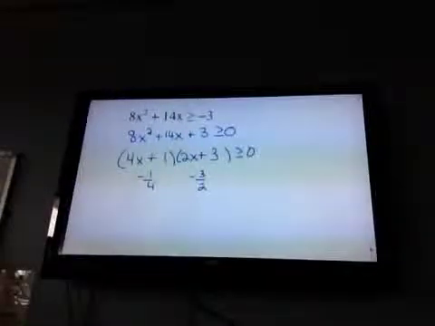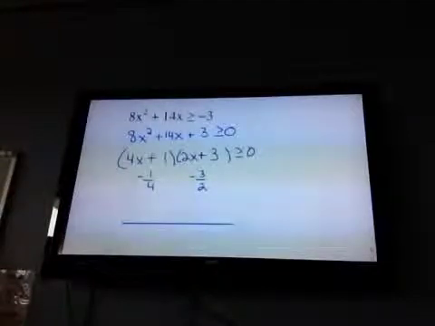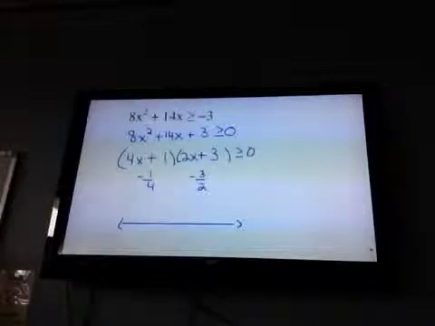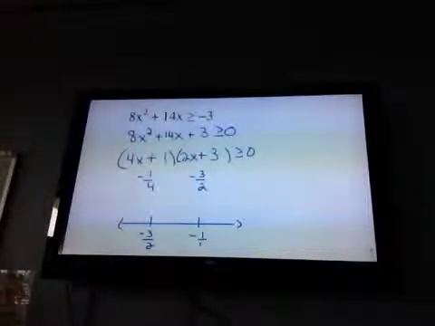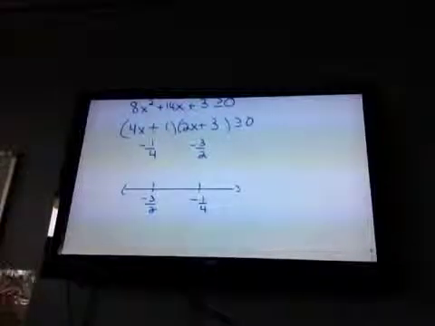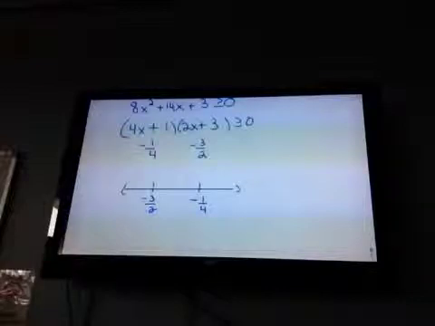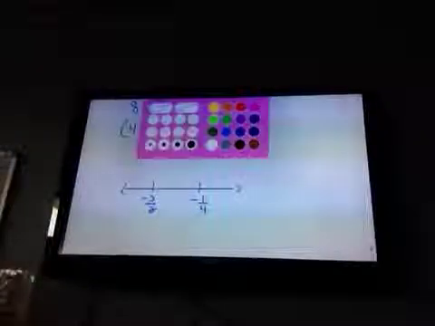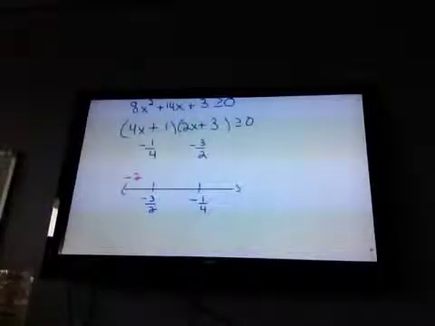Okay, so let's be super careful here in this question. When I put this on a number line, which number's to the left? That's kind of hard to get the right answer when you can't put it on the number line correctly. So, a number smaller than negative 3/2: negative 2, negative 3, doesn't matter.